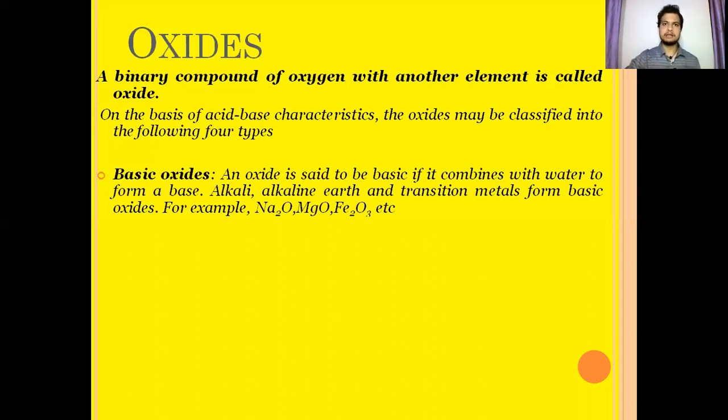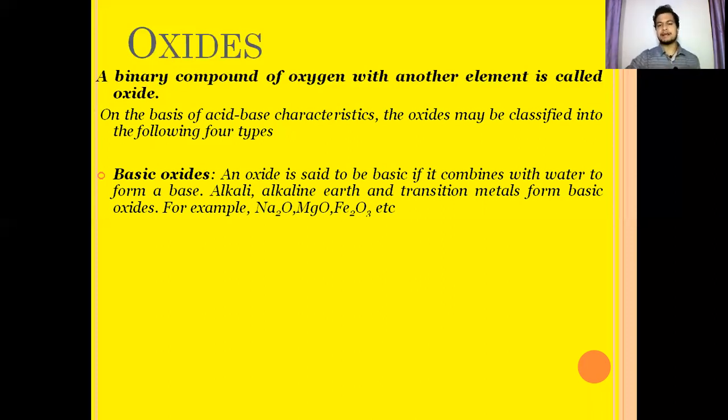Means if you take an oxide, react it with water, dissolve it in water, and if it gives you a base, then it is a basic oxide. Now, how to know? Usually, obviously, we will not be able to demonstrate it practically, right? So if anyone gives you the formula of an oxide, how do you know that it's a basic oxide? Always remember that metal always forms basic oxide.